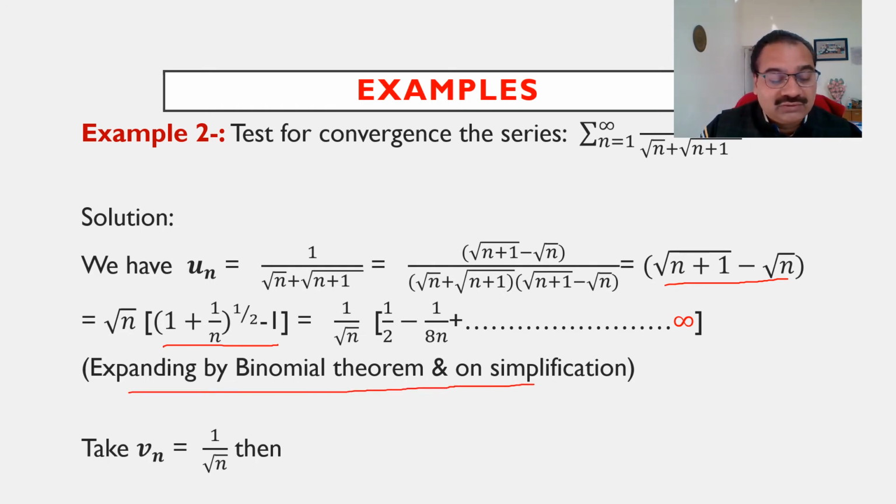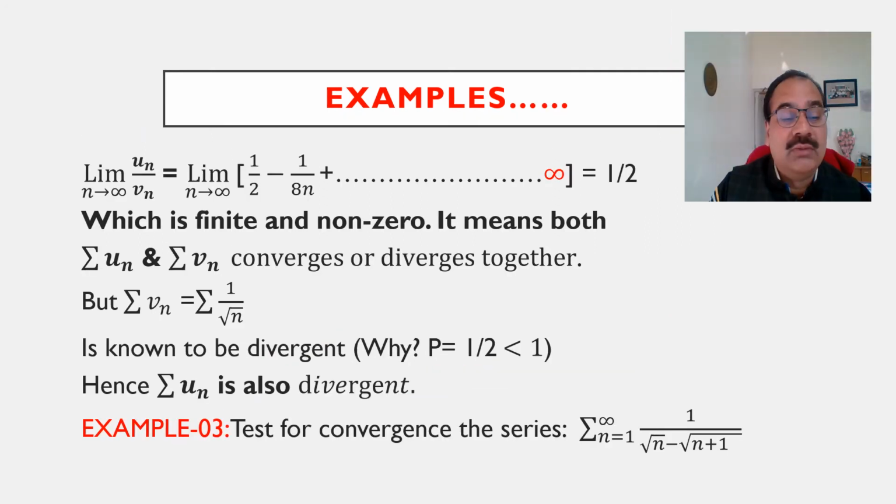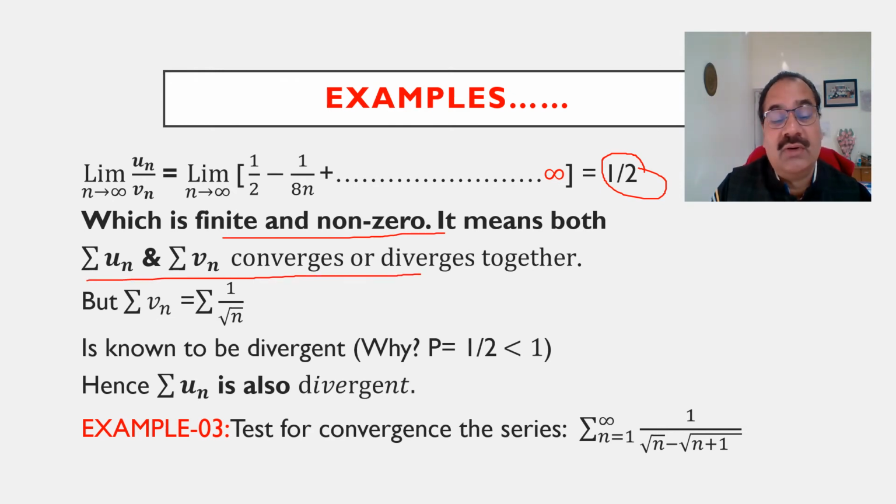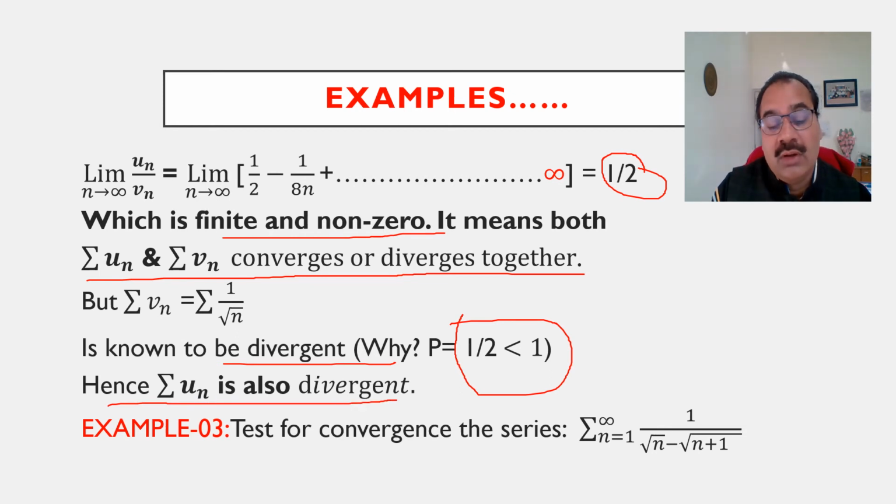And here, Vn, what is the auxiliary series? The auxiliary series is Vn equal to 1 by under root n. Then limit n tends to infinity of un by Vn is limit n tends to infinity, 1 by under root n cancels out, and you get 1 by 2. It means you got here half. So this is finite and non-zero. It means both summation of un and summation of Vn converge or diverge together. But summation of Vn, summation of 1 by under root n, is known to be divergent, because the power half is less than 1. It means the series is divergent. Hence, summation of un is also divergent.